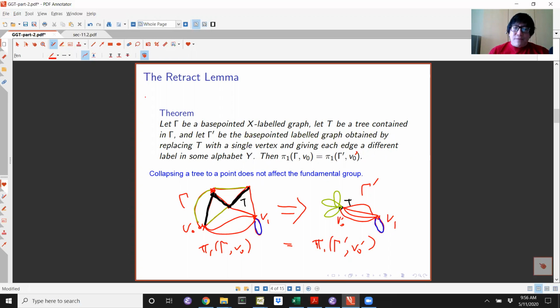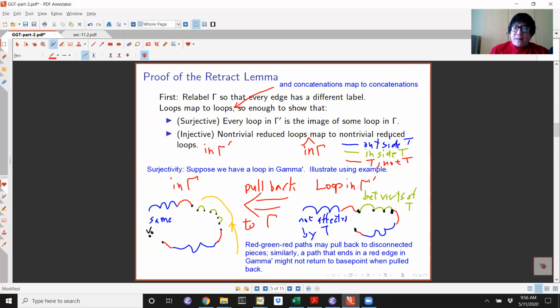So the retract lemma says that if we collapse a tree to a point, then we do not change the isomorphism class of the fundamental group. That's the retract lemma. The basic idea is you want to look at what happens. You want to show that this actually induces a homomorphism, and that this homomorphism is both surjective and injective. So for surjectivity, you start with a loop in gamma prime, and you want to pull it back to something in gamma. When you pull that loop back to gamma, you get something that may end up being a bunch of disconnected pieces.